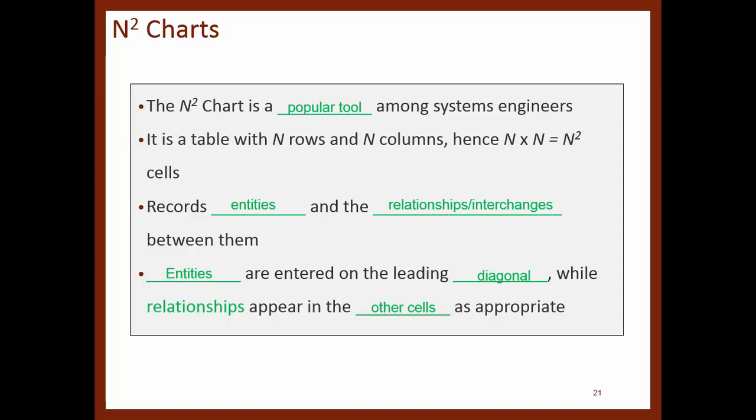So the idea is simple. You have this matrix or this table, which has the same number of columns as rows. You start listing these entities in this lead diagonal, and then you start seeing how they are connected. I want to see this relationship, maybe from this part to this part, and I can also see this relationship, which goes in the opposite direction. So what are the interchanges between these entities?